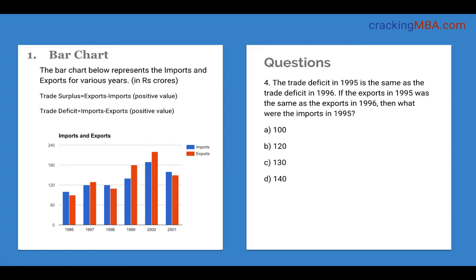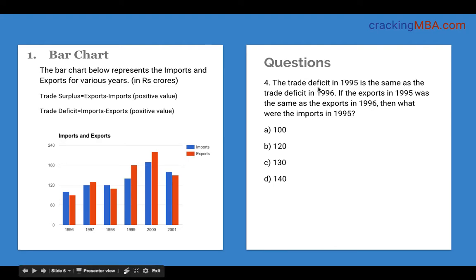Next question is, the trade deficit in 95 is the same as the trade deficit in 96. If the exports in 95 was the same as the exports in 96, then what were the imports in 95? So these are the kind of questions which look complicated and which you will be tempted again to put your pen on paper, but you must notice that this is just a trick question. There is no math, there's no extra math required here.